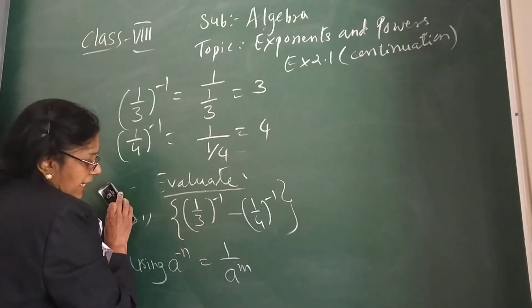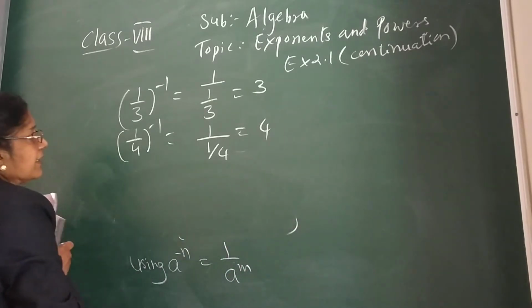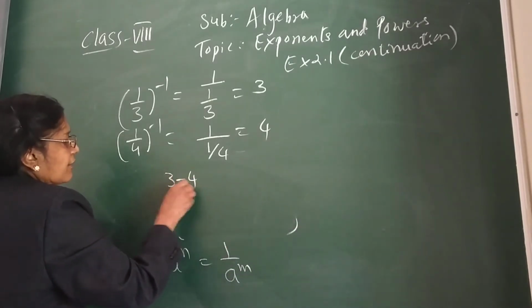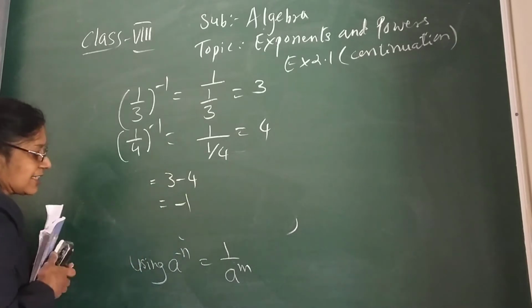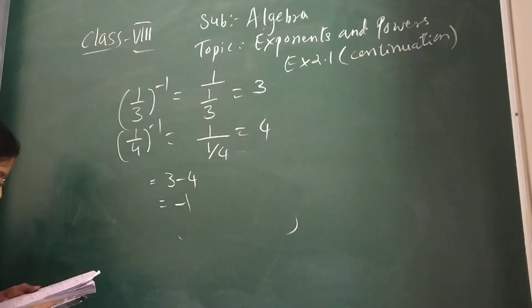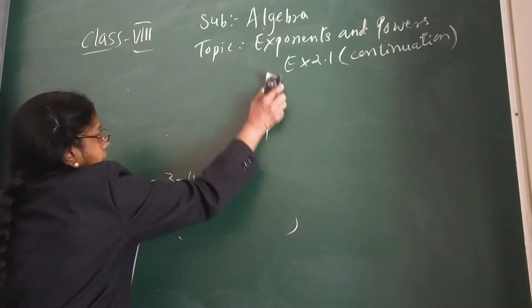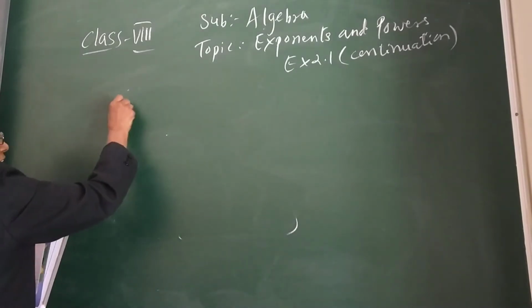So what shall I write now? 3 minus 4 is equal to minus 1. That is your answer. Then we will go to the next one, which is called the seventh one.